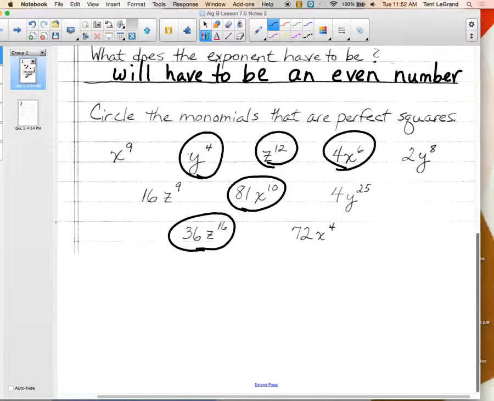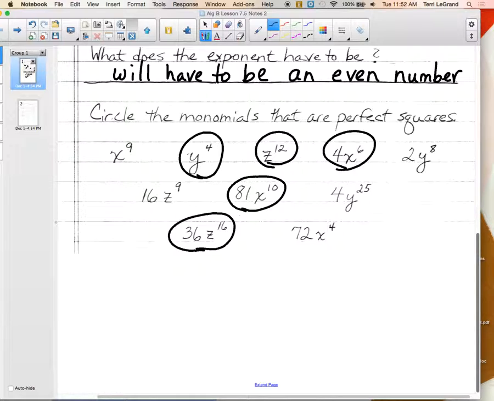81x to the 10th. Is 81 a perfect square? Yes. Is x to the 10th a perfect square? Yes. What's the square root of 81x to the 10th then? 9x to the 5th. 9x to the 5th would be the square root of that one.